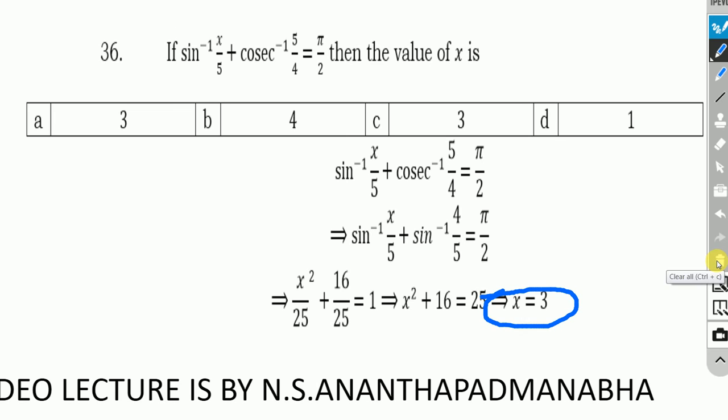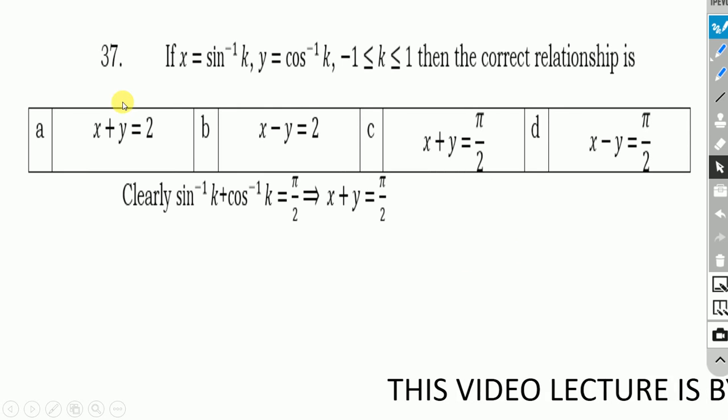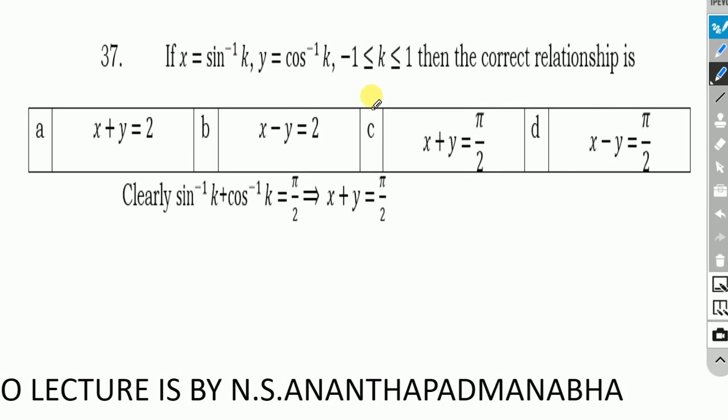If x equals sin inverse k and y is equal to cos inverse k, and k lies between -1 and +1, then the correct relationship is: x plus y equals 2, x minus y equals 2, x plus y equals pi by 2, or x minus y is equal to pi by 2. We know that sin inverse x plus cos inverse x is equal to pi by 2. So sin inverse k plus cos inverse k is equal to pi by 2, where sin inverse k is x and cos inverse k is y. Therefore x plus y is equal to pi by 2. So this is a standard relation.